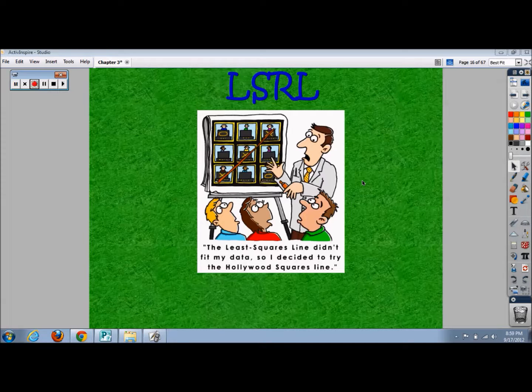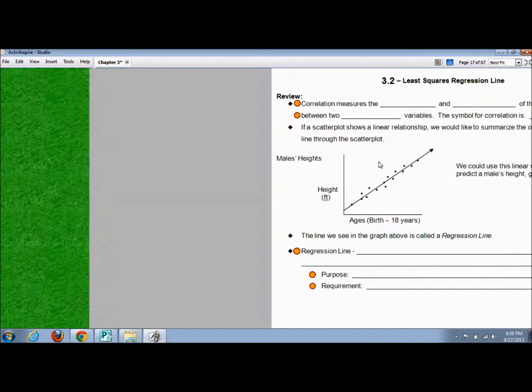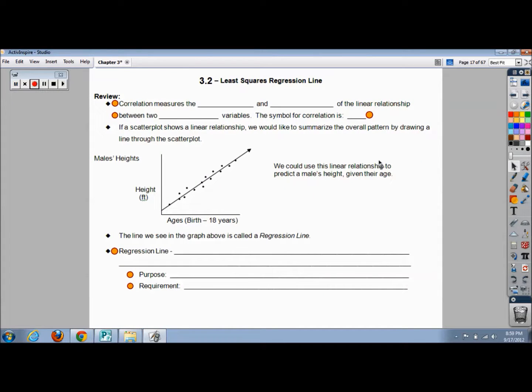Alright, third lesson is on this LSRL idea, this least squares regression line. Now to start out, a little bit of review. Correlation, our R value, measures the strength and direction of a linear relationship. It must be linear. It will not measure any kind of curved relationship between two quantitative variables. We have to have numbers tied in. We cannot do any kind of categorical variables.